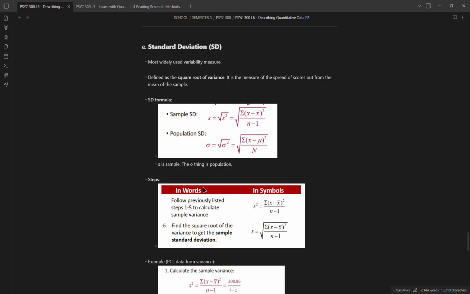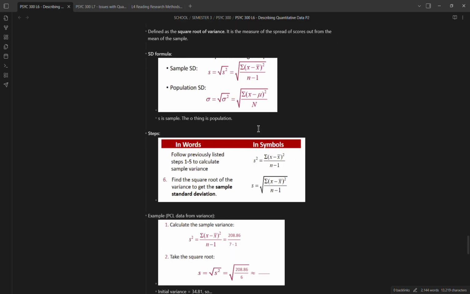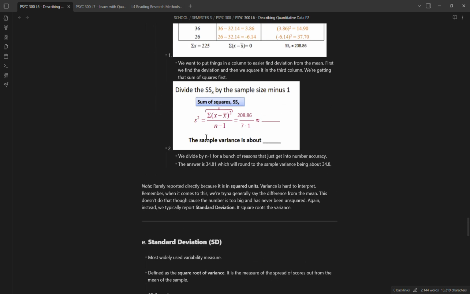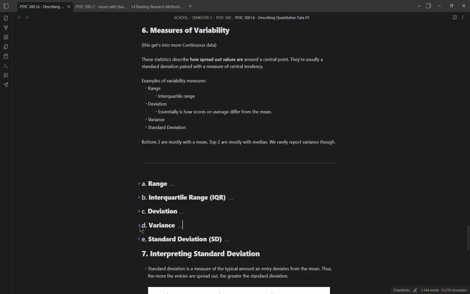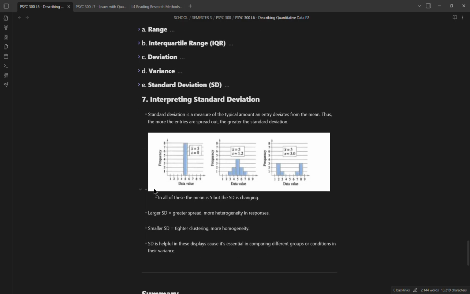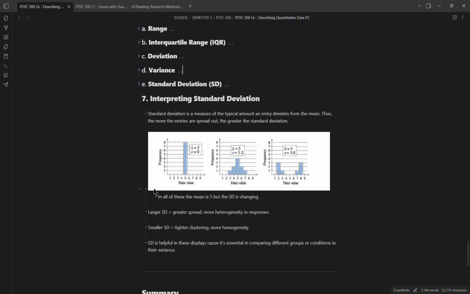So, standard deviation is the most widely used variability measure. It's defined as the square root of variance. It is the measure of the spread of scores out from the mean of the sample. So, the formula is literally square rooting the variance formula. Follow previous listed steps 1 to 5, just finding the variance, then find the square root of the variance to get the sample standard deviation. Pretty simple, but very common, very effective. So again, our measures of variability were range, interquartile range, deviation, variation, and standard deviation.